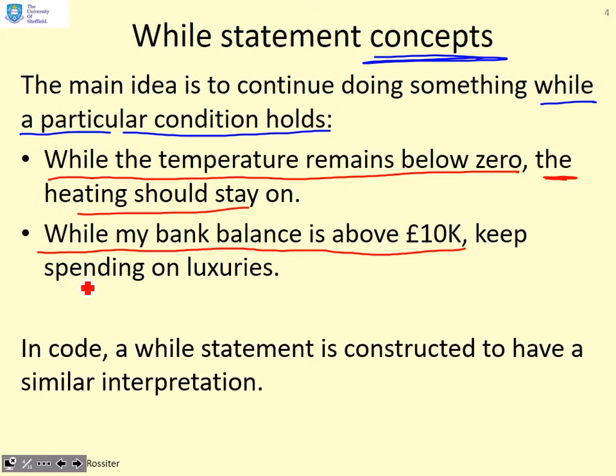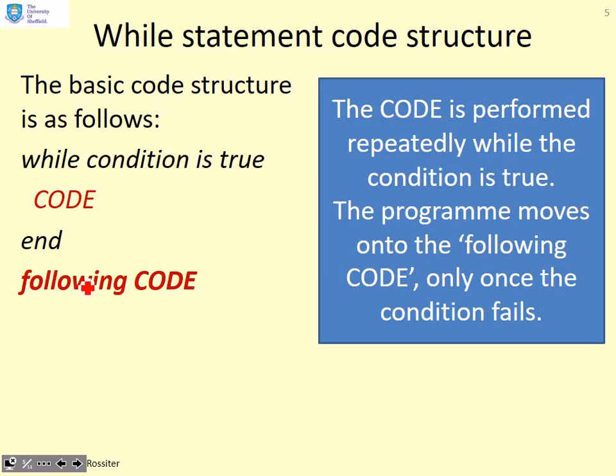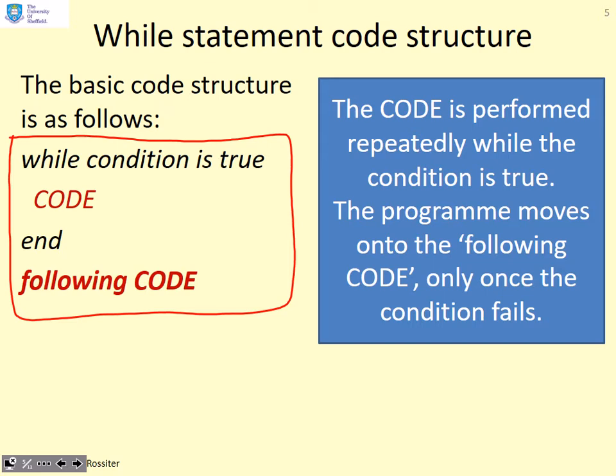In code, a while statement is constructed using a very similar interpretation. So here's how we write the code in structure. This particular box here illustrates the key structure. So you'll see what we do. We say while a particular condition is true, then do the code that is between the while statement and the end statement. Now this basically repeats. So check whether the condition is true. If it's true, follow the code.